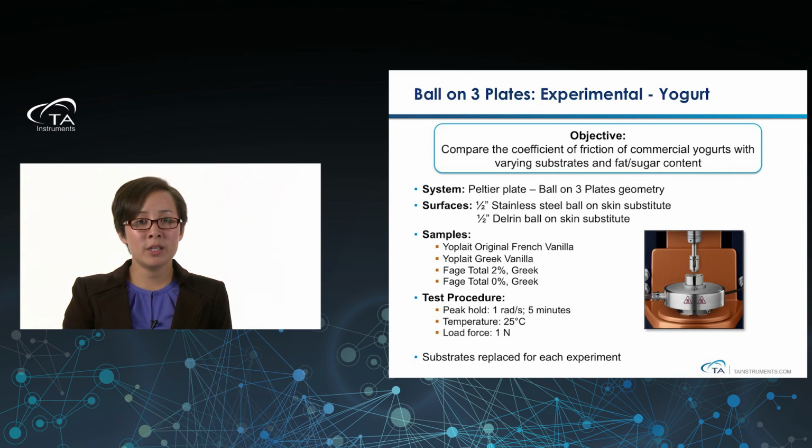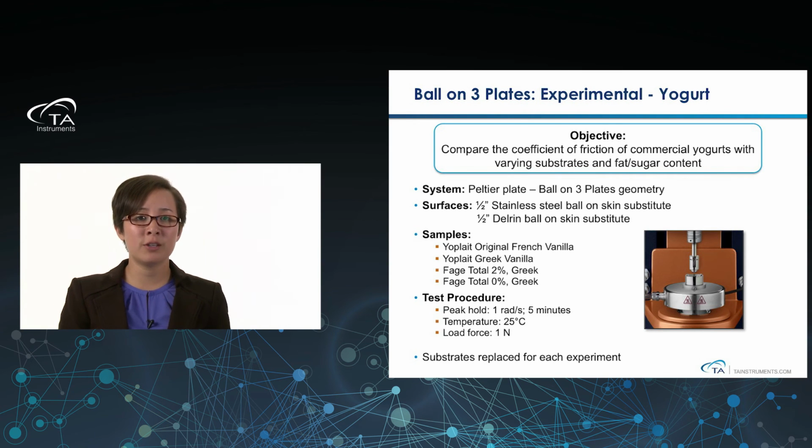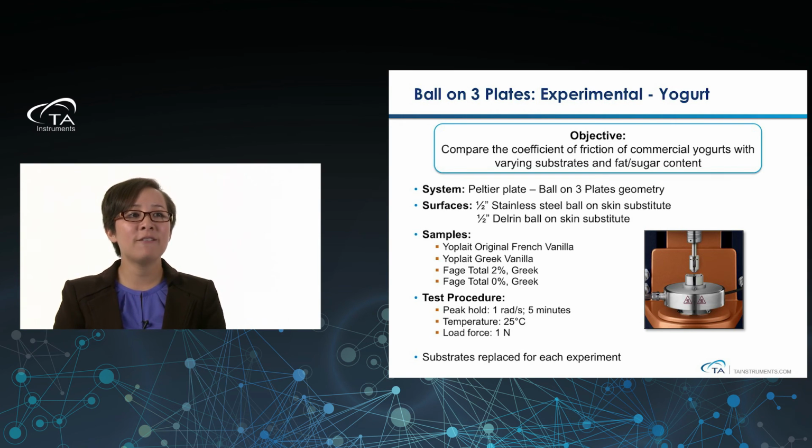Another experiment that we did for mouthfeel was with yogurt. We wanted to compare the coefficient of friction of commercial yogurts that had varying substrates and fat and sugar content. In this case, again, we used the ball and 3 plates geometry. We used two different types of spheres to demonstrate how changing the surfaces would change the coefficient of friction. We have a 1/2-inch stainless steel ball on skin substitute, and then a 1/2-inch Delrin, a type of plastic, ball on skin substitute.